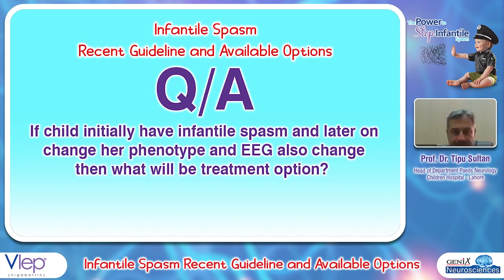If child is initially having infantile spasm and later on changes her phenotype and EEG also changes, then what will be the treatment option? Can infantile spasm be associated with KCNQ2 mutation? Very good genetic question. Yes. Answer it. 2-3 question. If child initially has infantile spasm, later on changes her phenotype and EEG also changes, then what will be the treatment option?